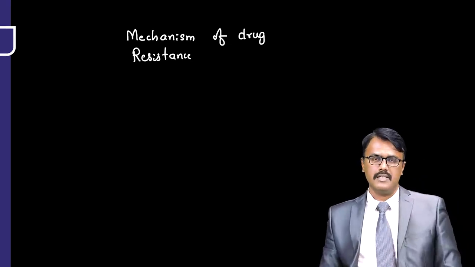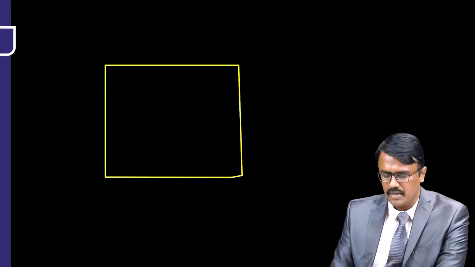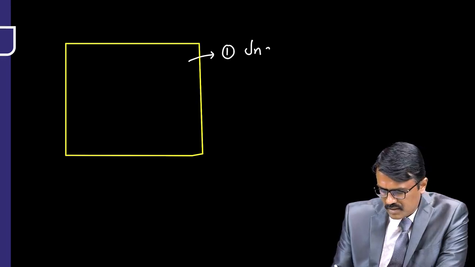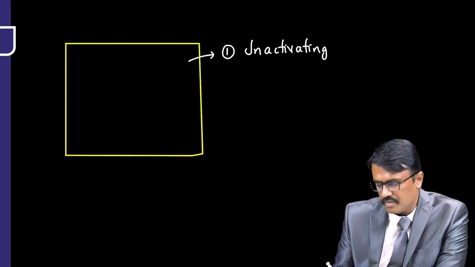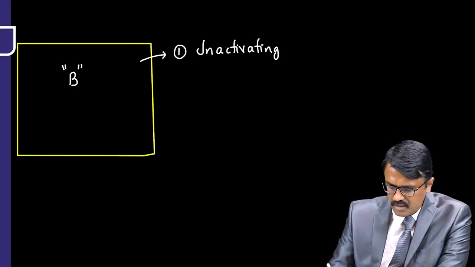Mechanism of drug resistance. So what are the mechanisms of drug resistance? Let me tell you. Now this is the bacteria. So the bacteria has to protect itself. So what does it do? Number one, it produces inactivating enzymes.